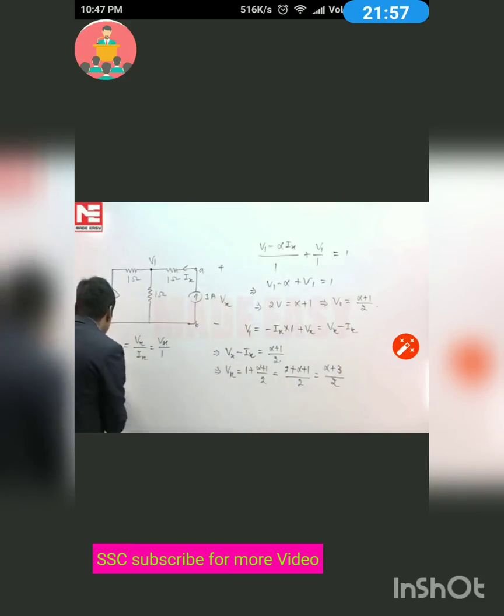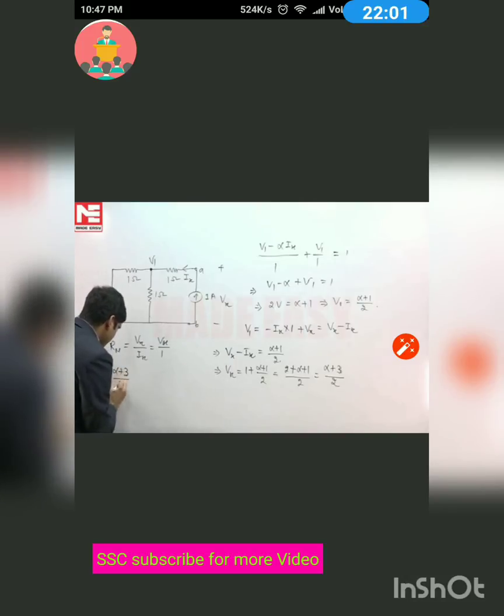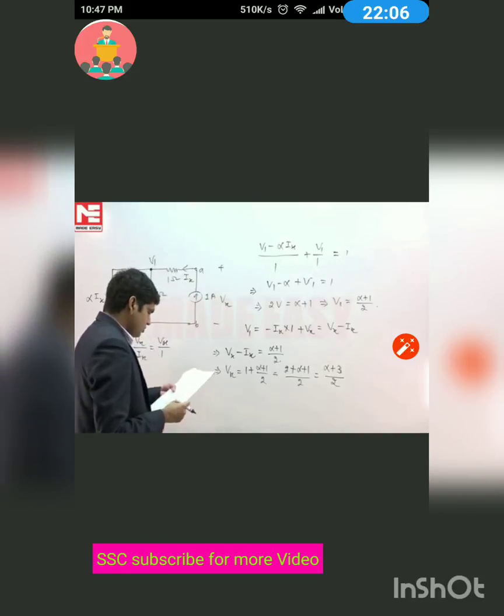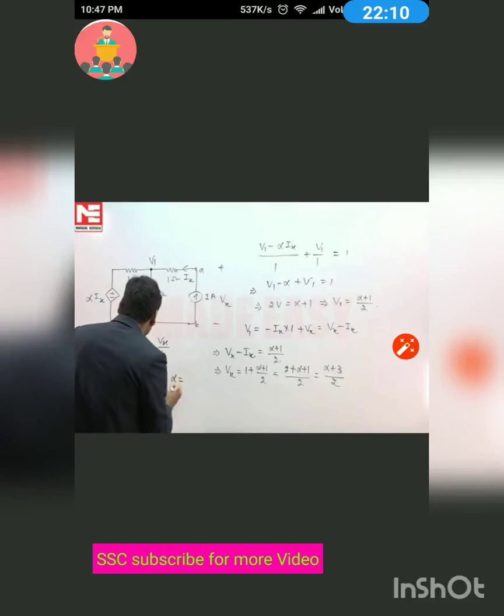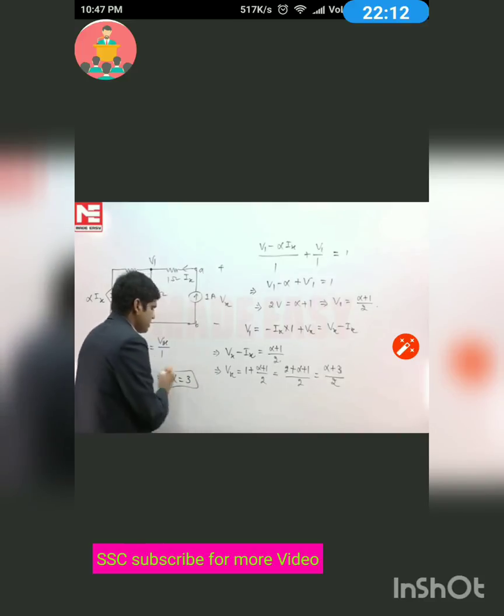And from here, Norton's equivalent is nothing but equal to Vx. So alpha plus 3 by 2 is equal to, given in the question, 3. So alpha value is equal to 6 minus 3, that is 3. Answer for this question.